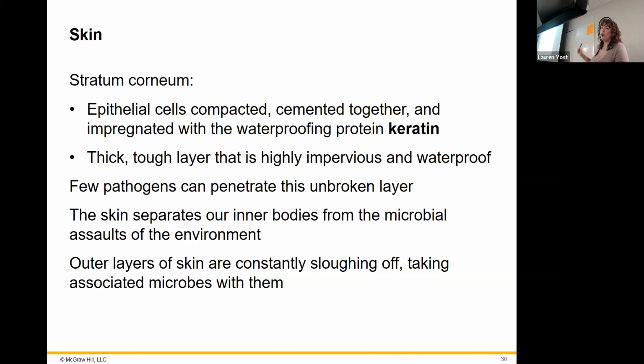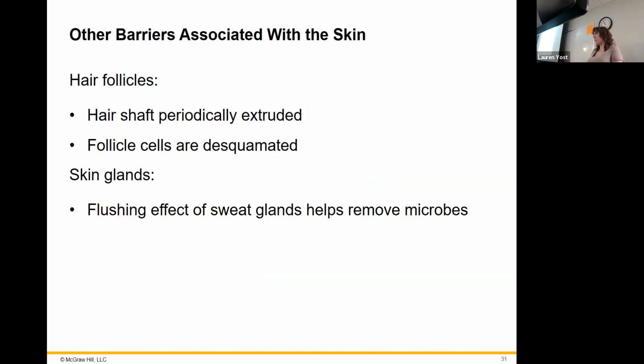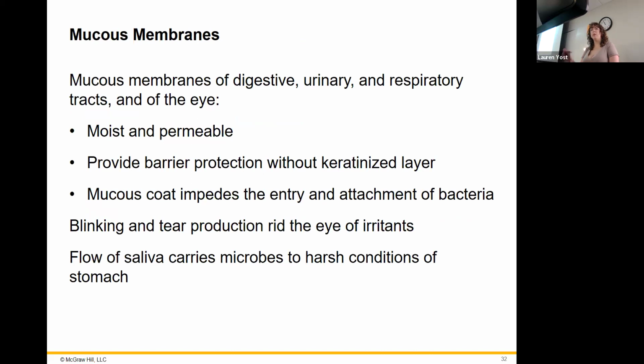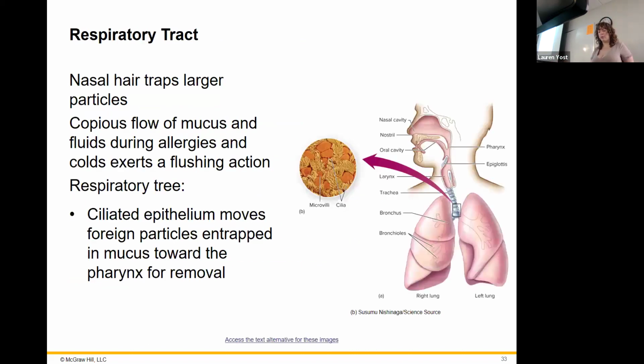Yeah, so remember our outer layer of skin. I could probably go like this and lose quite a few of my skin cells just from doing that. So your skin cells are constantly sloughing off and they'll take microbes with them as they do that. So that's helpful. Hair follicles, and they shed themselves as well. Skin glands to produce flushing effect of sweat, mucus, trapping things or flushing things out. Saliva with lysozyme, we'll get to lysozyme.